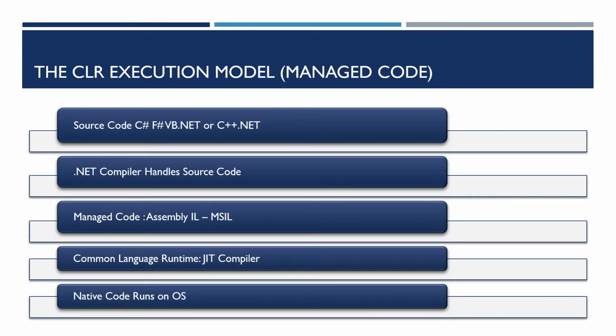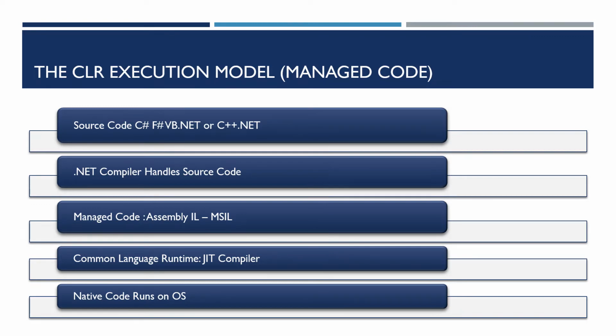The framework accomplishes pushing native code in two ways. The first way is using managed code, and the second way is unmanaged code. Let's first talk about managed code. Managed code usually is the route that the .NET Framework takes when a .NET compliant source code or language is used. So if you're using C#, F#, VB.NET, right?